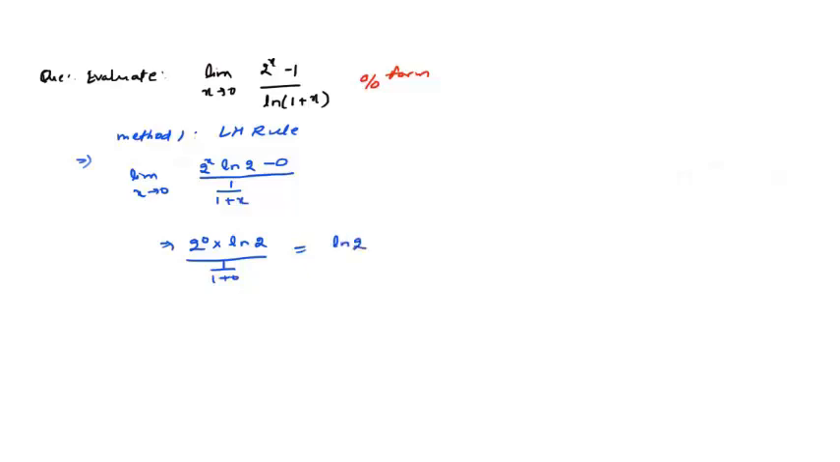Okay, now if you want to try with the other method, that is by use of standard limits, we can write this as limit x tending to 0. In the numerator what we had was 2 raised to power x minus 1. So if we divide and multiply the numerator by x and keep the denominator as it is, ln of 1 plus x.